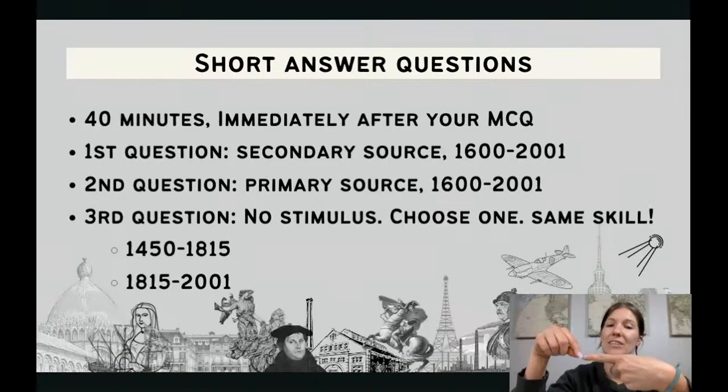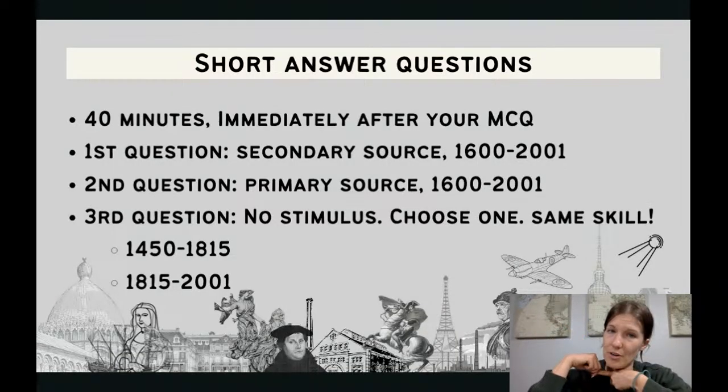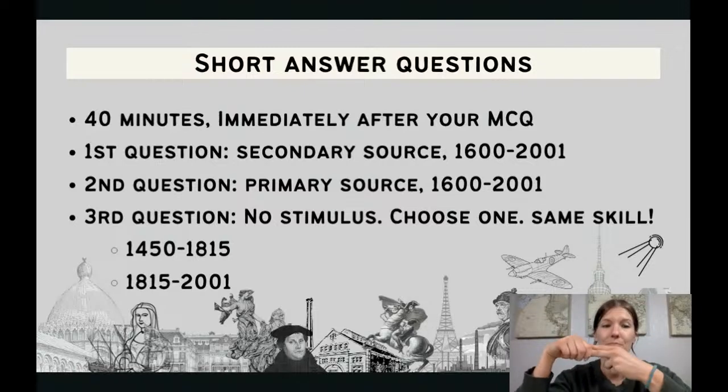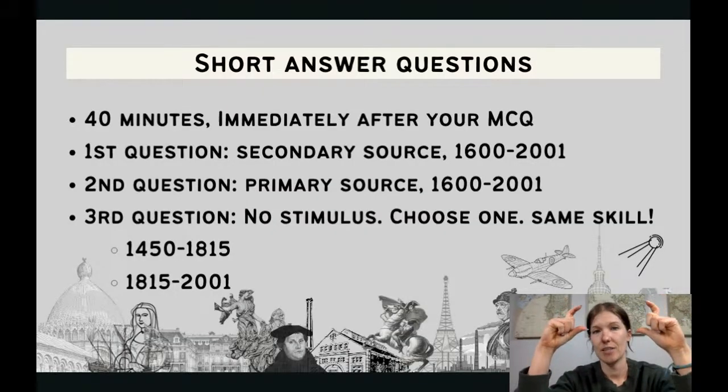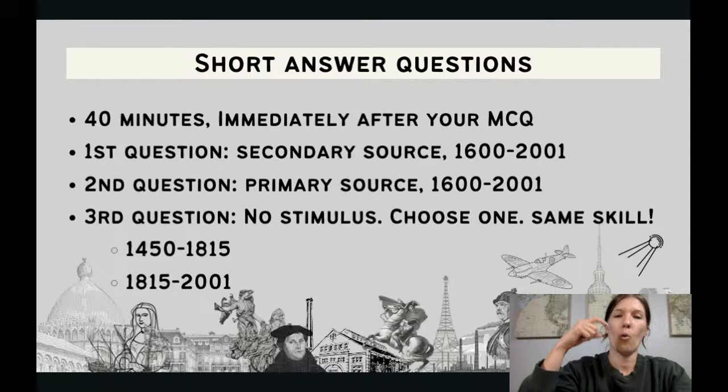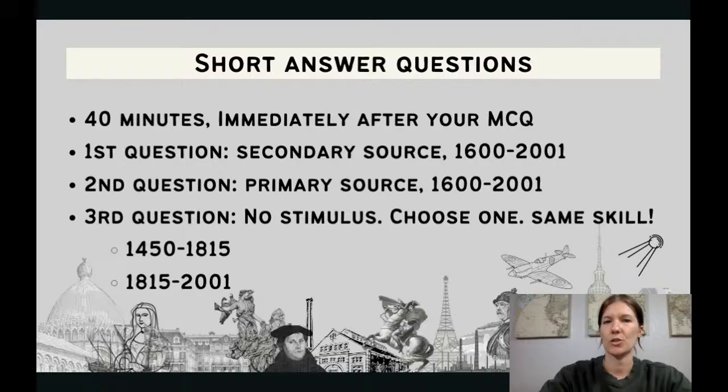So the first one is going to have a secondary source stimulus that is from the time period 1600 to 2001. The second one is going to have a primary source stimulus that is from the time period 1600 to 2001. For both of those, the AP test likes to ask questions about the point or the argument that the author is trying to make. So definitely take your time reading through those stimuli because you will have to answer questions about an assertion that the author is making or something else that could support the claim that the author is making.